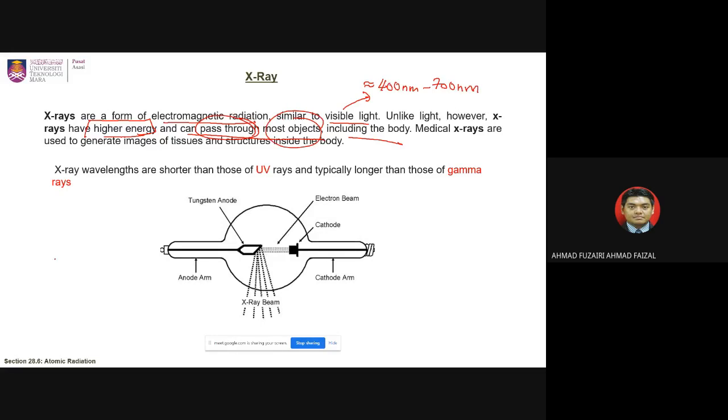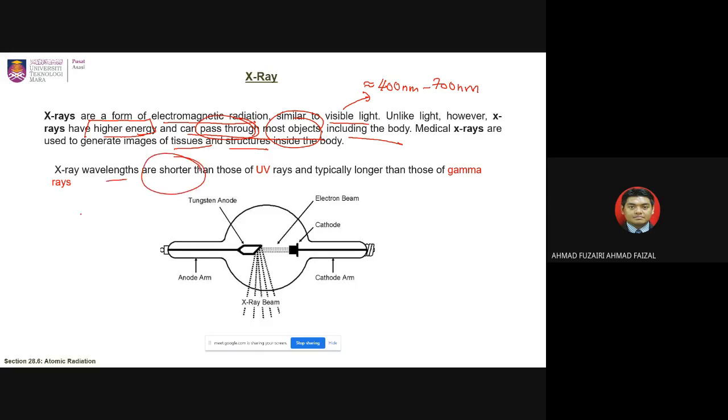Medical X-rays are used to generate images of tissues and structures inside the body. In medical terms, we want to generate images of tissue and structure, such as bone, for example. X-ray wavelengths are shorter.